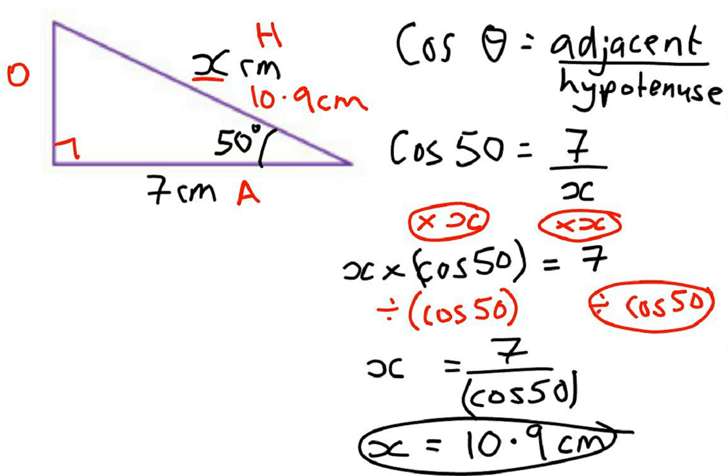I really hope that's helped. There will be a separate video for both the tangent and the sine ratios, using those to find missing lengths, and I will also do some videos on using those ratios to find missing angles. Hopefully that's been of use.